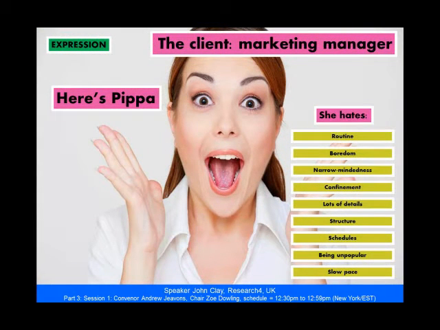So finally, the third person in our story, this is Pippa, and she's the marketing manager. Now, she hates routine, boredom, narrow-mindedness. These are traits that describe her. But she doesn't like a lot of detail and structure. She's an ideas person, a very visual, creative person who wants information delivered to her in a way that she can understand and process. So it's about being more visual with Pippa, and I'll move on to what I mean in a moment.